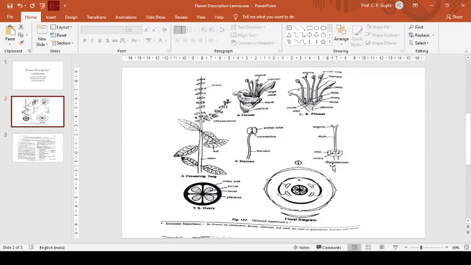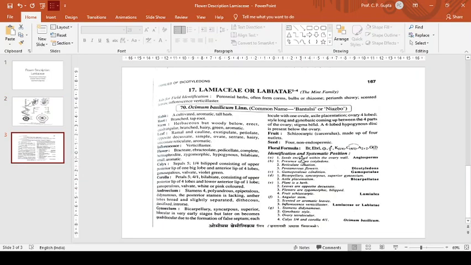Fruit is schizocarpic, made up of four nutlets. Seeds four and they are non-endospermic. Now this is the floral formula: bracteate, ebracteolate, zygomorphic, hermaphrodite, calyx 1 by 4, gamosepalous, corolla 4 by 1, gamopetalous, androecium 2 plus 2 and they are epipetalous, and gynoecium 2, syncarpous, ovary superior.